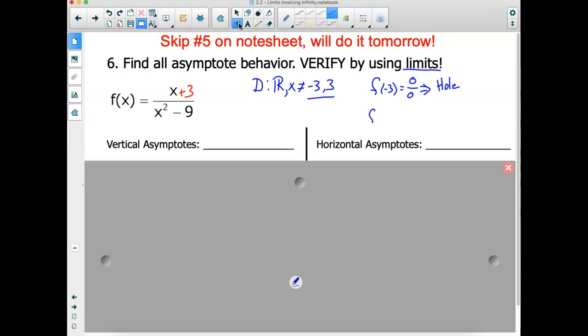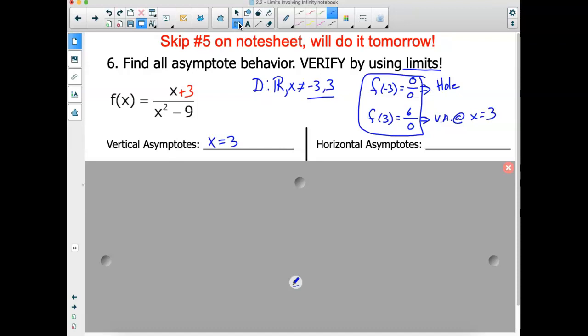So then I'm going to check the other one, f of 3. Well, when I plug 3 in here, 3 plus 3 is 6 over 9 minus 9 is 0. This implies a vertical asymptote at x equals 3. So I have a vertical asymptote at x equals 3. I just found that out. This is a key concept. Hole: 0 over 0. Vertical asymptote: any number over 0.